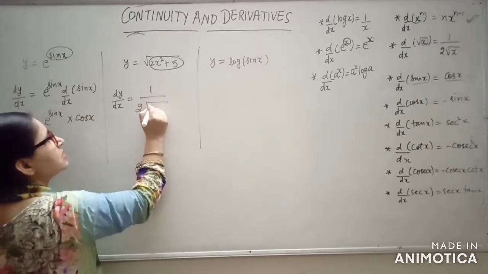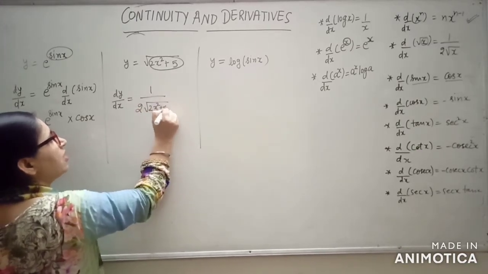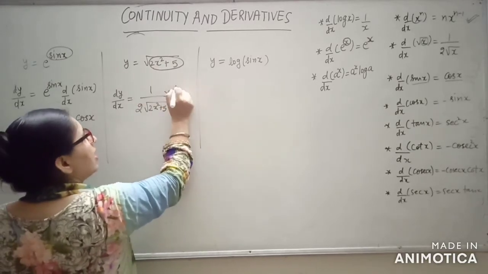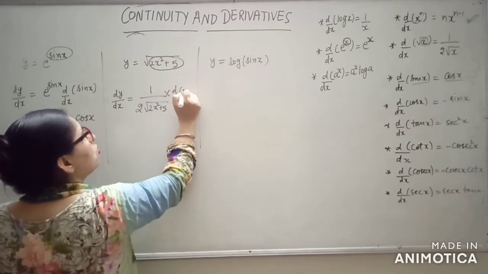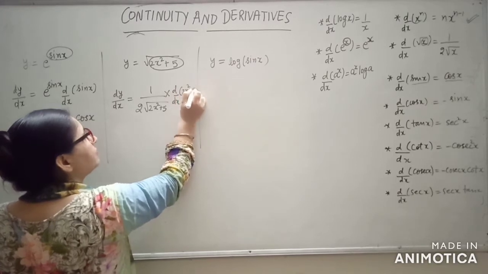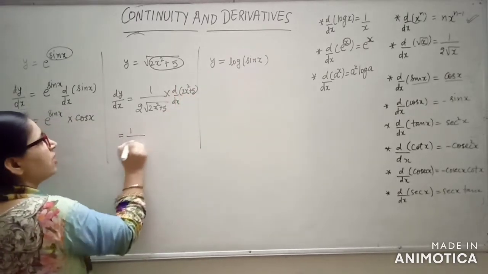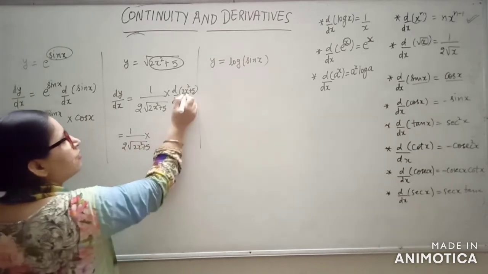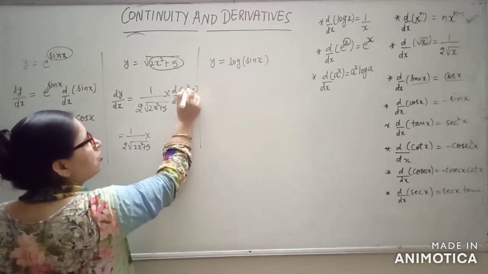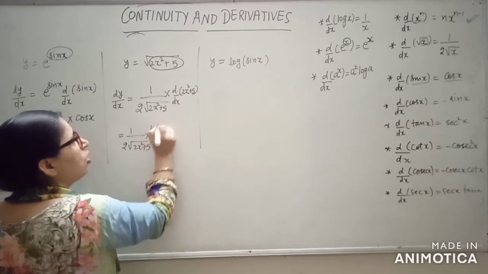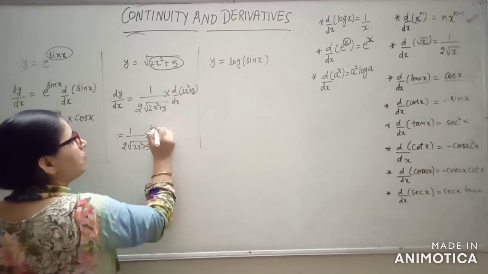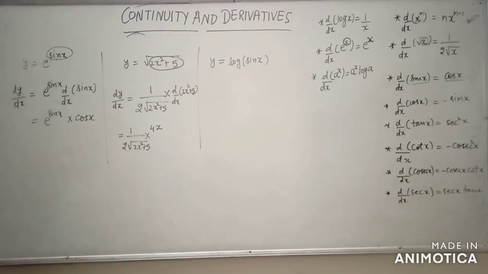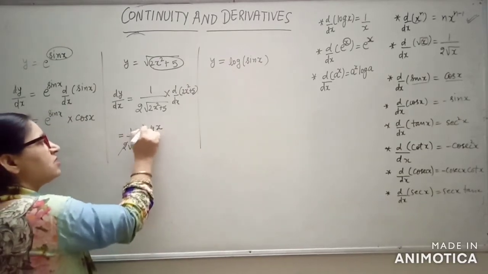Now x is this, 2x square plus 5, into the derivative of this, d by dx of 2x square plus 5. So it becomes 1 upon 2 square root of 2x square plus 5 into the derivative of 2x square: 2 comes down, 2 twos are 4, and the power of x is reduced by 1, and the derivative of plus 5 is 0. So this will be cancelled. This is your final answer.